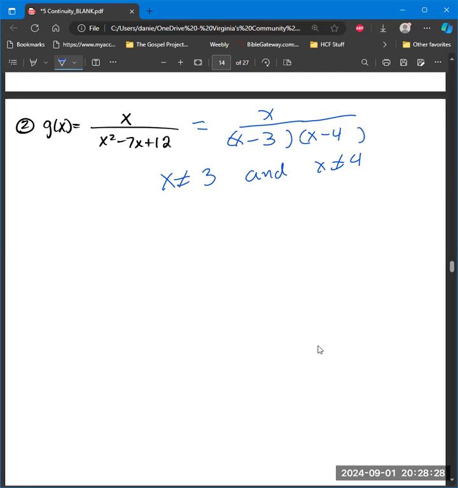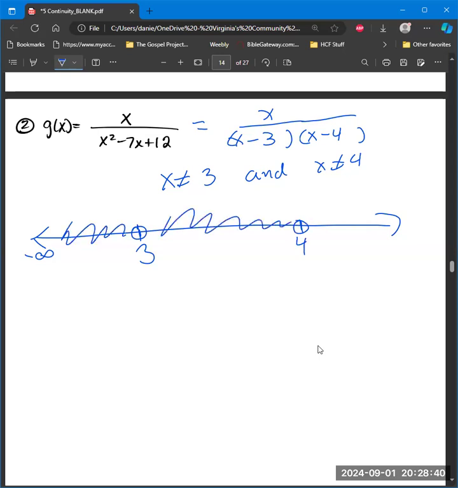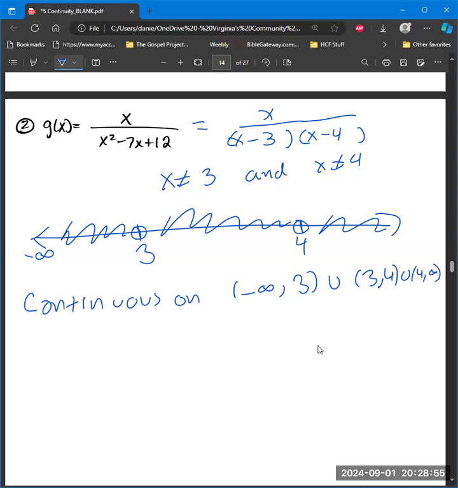Let's look at that on the number line. Move these 2 points, but I'm okay everywhere in between. So continuous on negative infinity to 3, union 3 to 4, union 4 to infinity.